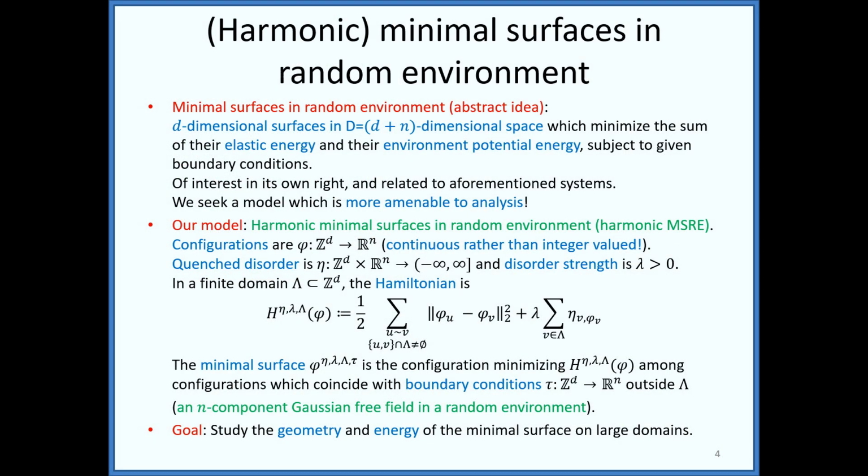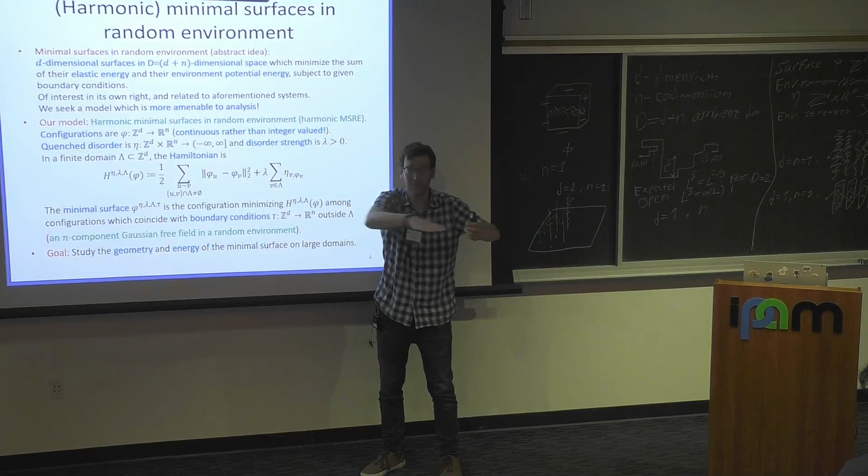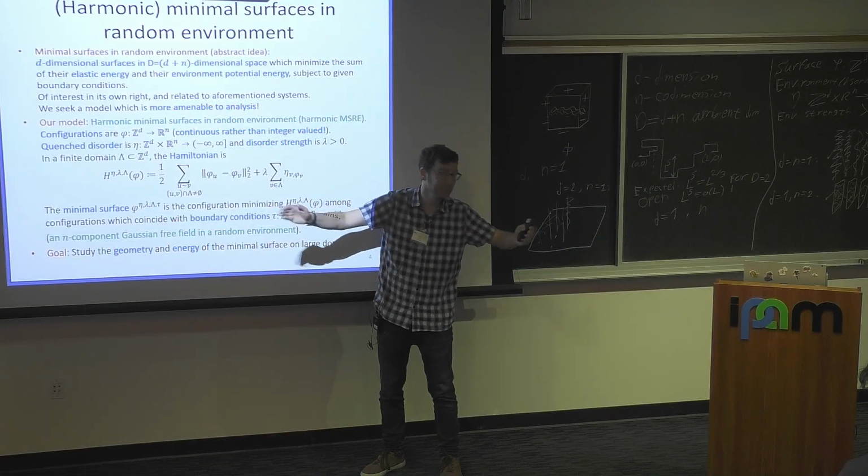This is an elastic energy component. So we're going to pay something if the surface bends. So we want to make the surface flat, because whenever it bends, whenever phi u is different from phi v for adjacent vertices, you pay an energy. And the energy cost is quadratic in the amount that you change. So that one wants to keep you flat. If you put 0 boundary conditions on the domain, and you just had this component over here, then your minimal surface would be completely flat.